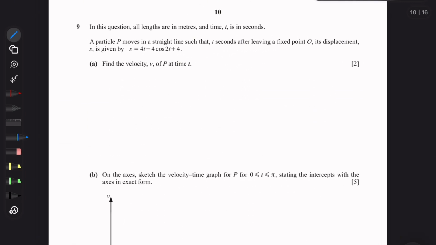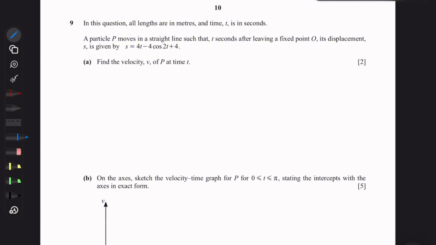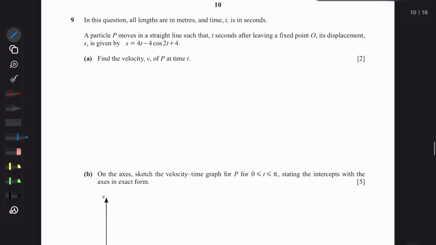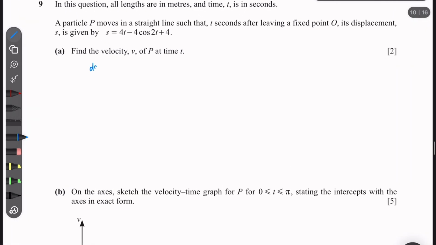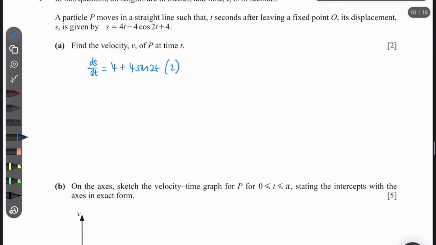Question 9. A particle P moves in a straight line such that t seconds after leaving a fixed point O, its displacement s is given by this equation. Find the velocity v of P at time t. So the question gave us the displacement equation. We just have to differentiate it to get the velocity equation. And then remember to multiply by the differentiation of 2t.